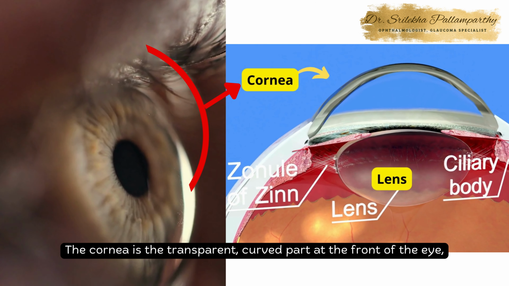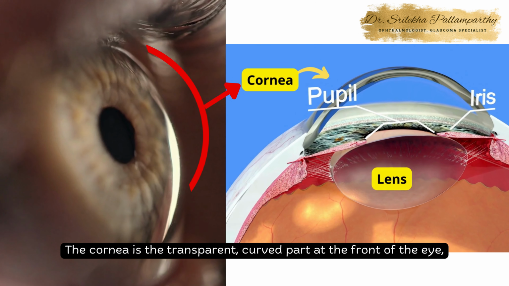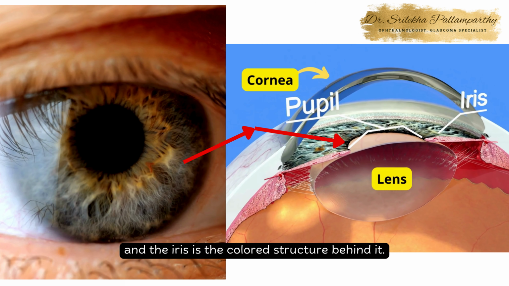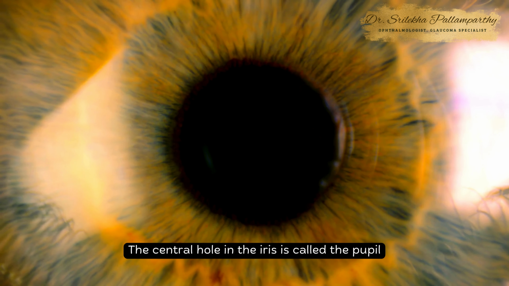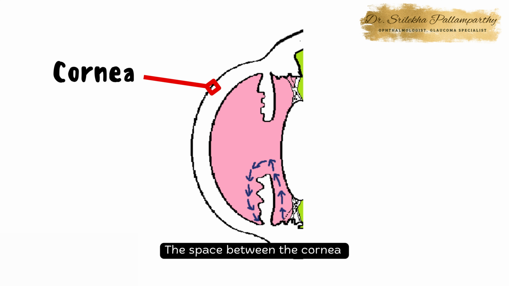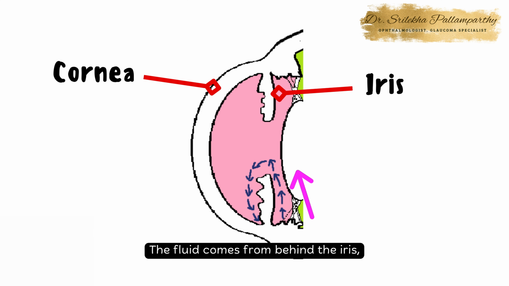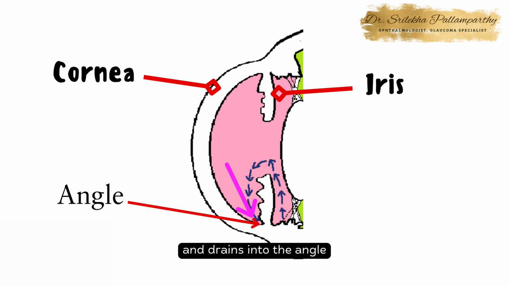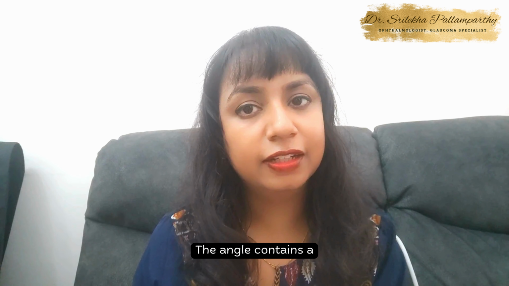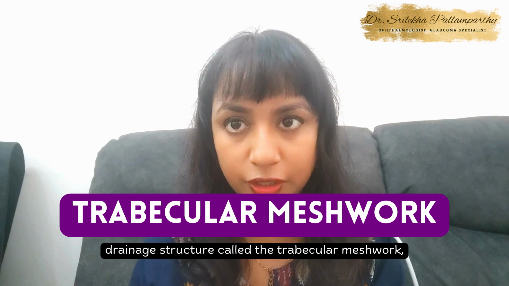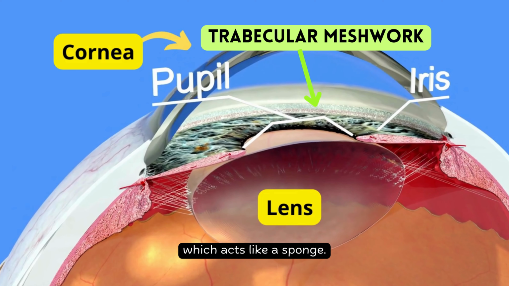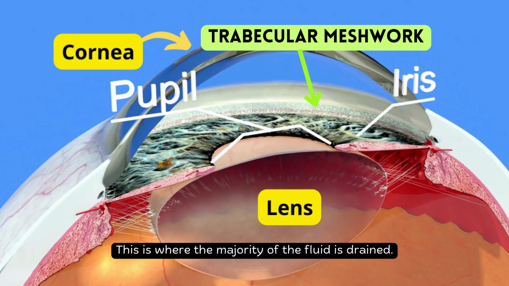The cornea is a transparent curved part at the front part of the eye, and the iris is a colored structure behind it. The central hole in the iris is called the pupil. The space between the cornea and the iris is filled with aqueous humor. The fluid comes from behind the iris, passes through the pupil, and then drains into the angle. The angle contains a drainage structure called the trabecular meshwork, which acts like a sponge. This is where majority of the fluid is drained.